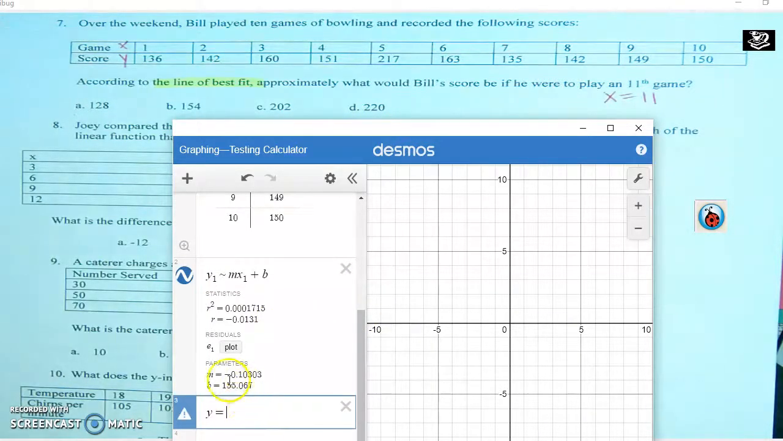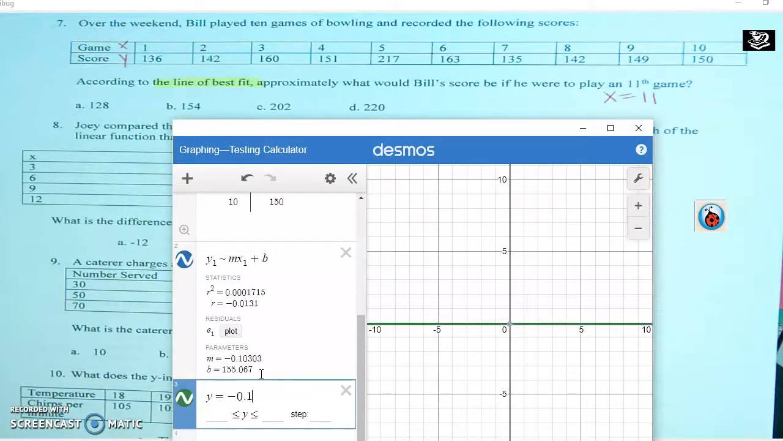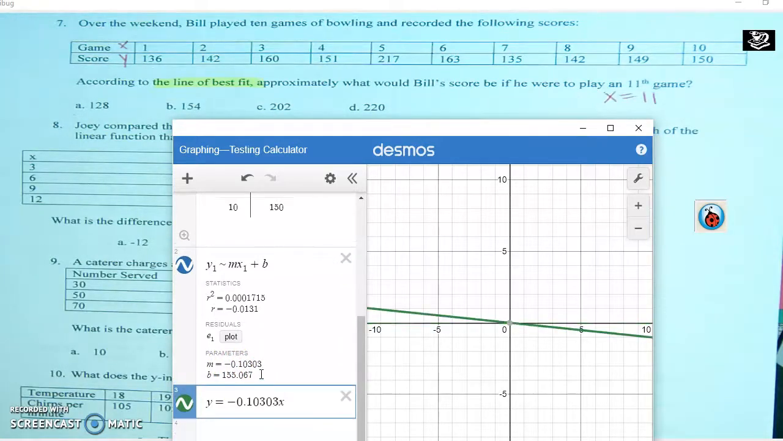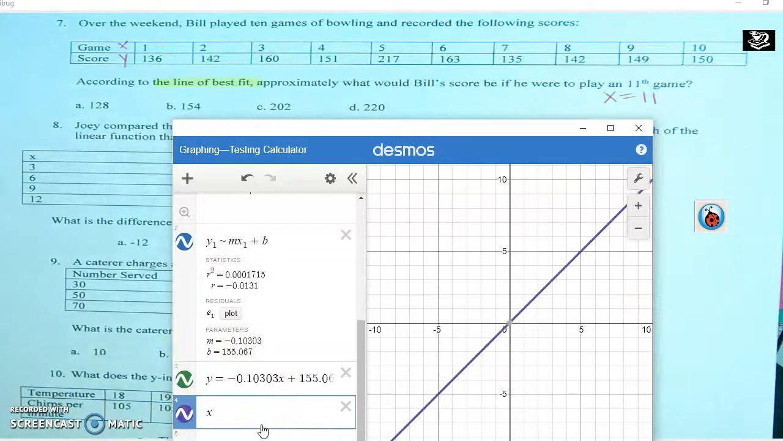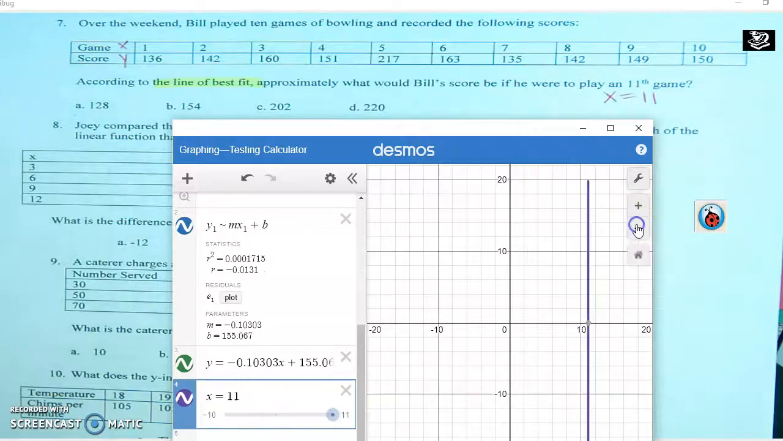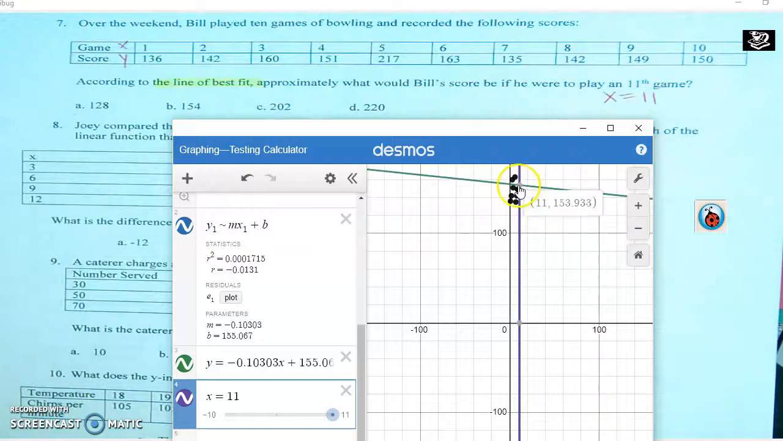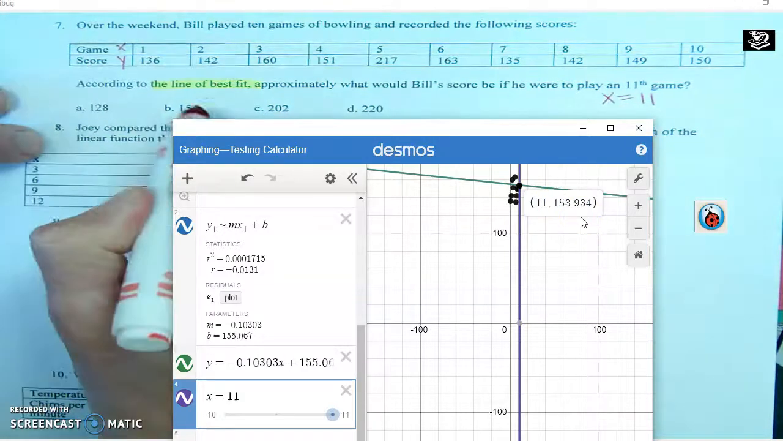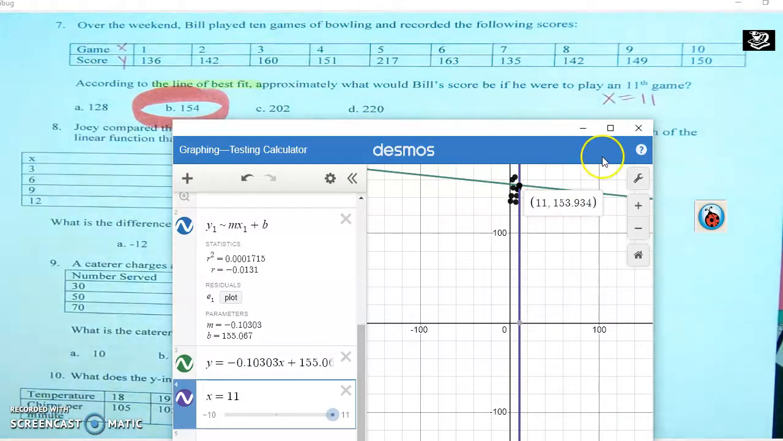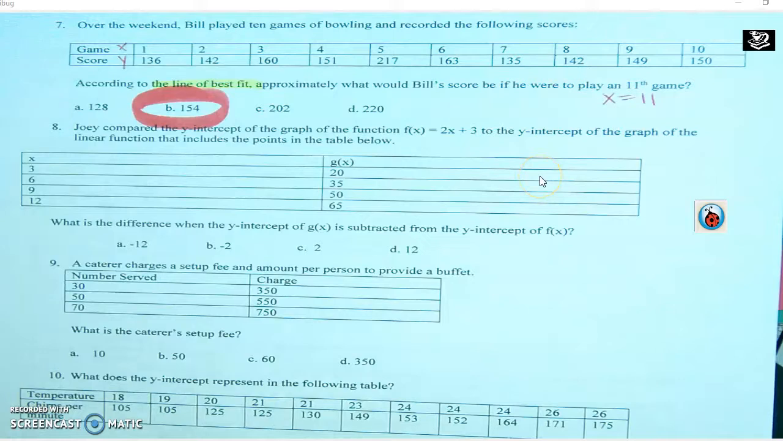y equals, you're going to put your slope, negative 0.10303x plus 155.067. I'm putting in the slope and the y-intercept from right above it. And then I'm going to put in x equals 11. And I'm going to find where they cross. I'm looking for a green and a purple. His score would be 153.9, which rounds to 154.